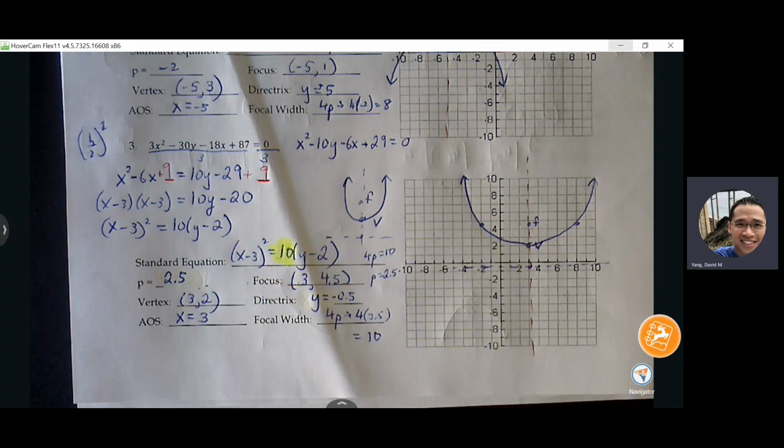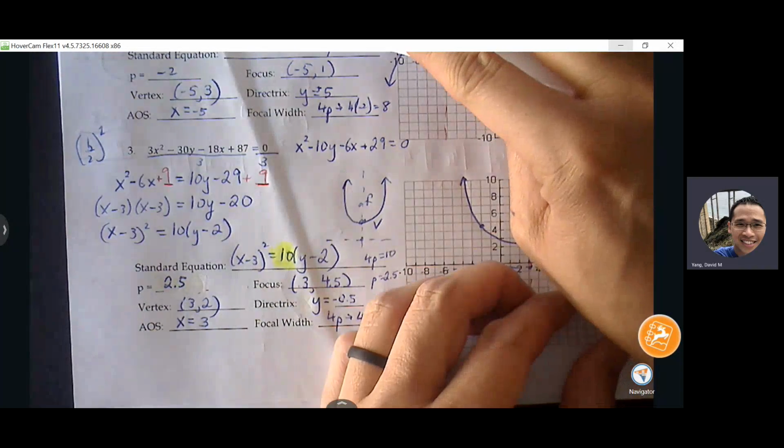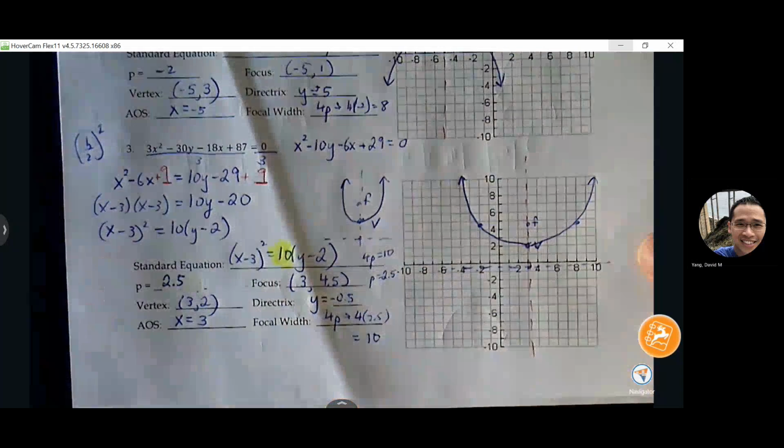Okay, let's do one more, but let's just get it down to the standard form. Let's just practice the process of cleaning it up and getting the standard equation, and then we'll pick up tomorrow. So let's do page 5, number 1.